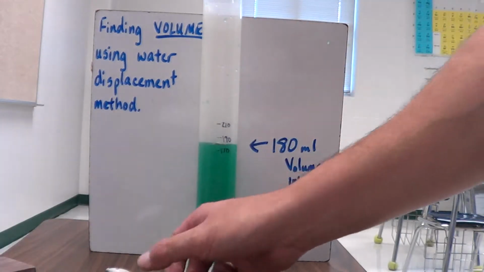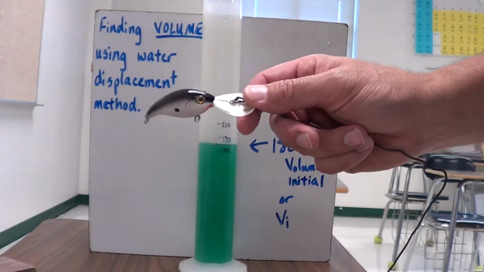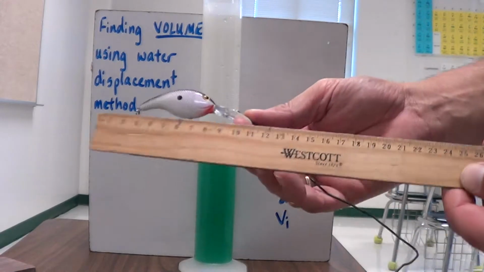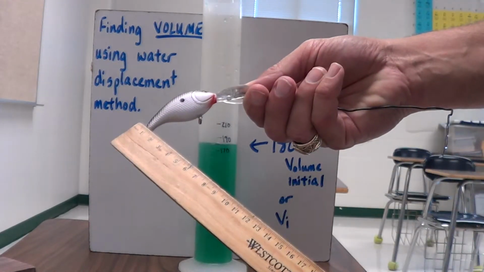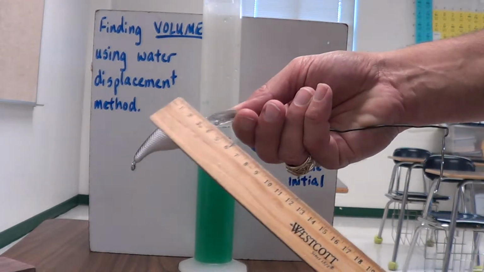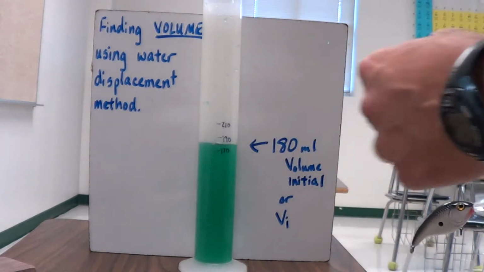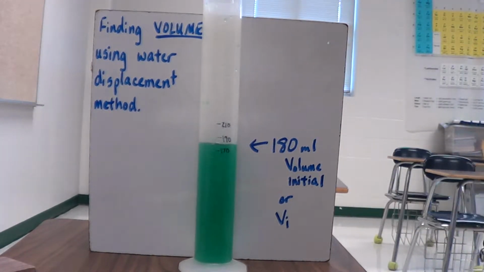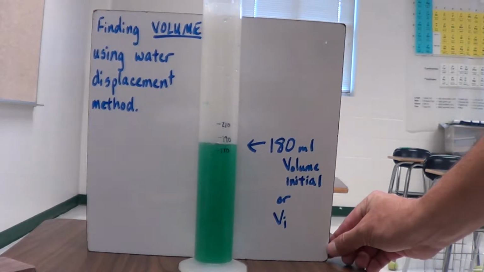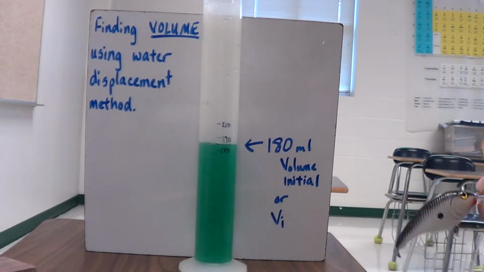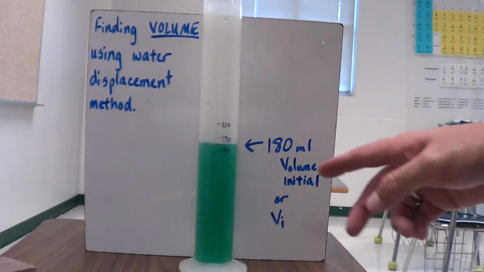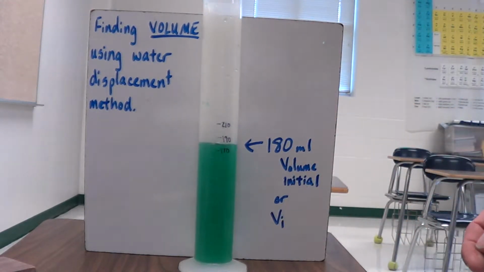Unfortunately, that same thing is not going to work with an irregular shaped object like this fishing lure. So we are not going to be able to accurately measure length times width times height and apply that formula. So the best thing that we're going to be able to do is use the water displacement method. So what we need first is volume, and how we're going to calculate our volume is by looking at our initial volume. I've put some green water in here so you can see the water a little bit better.